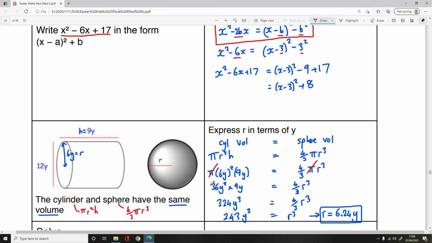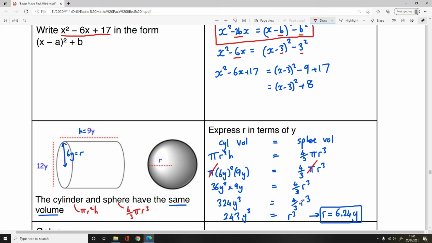Next thing I did was cancel out the pi's, so you can think about it as dividing both sides by pi, because we don't want that. We want just this to be r equals, because it says r in terms of y. And then I tried to simplify the left. So if you square 6y, you don't just square the y, you square the 6 as well. So that's 36y squared. Times 9y, so that's 324y cubed.